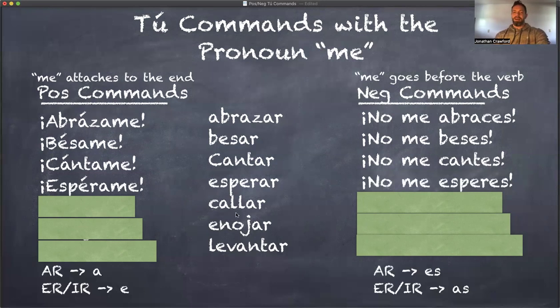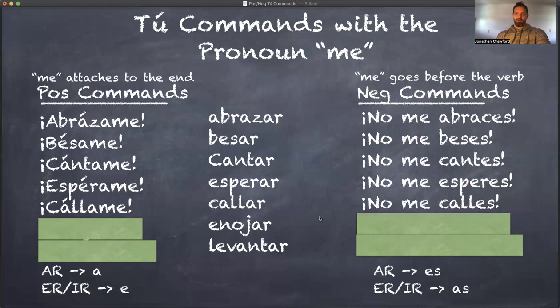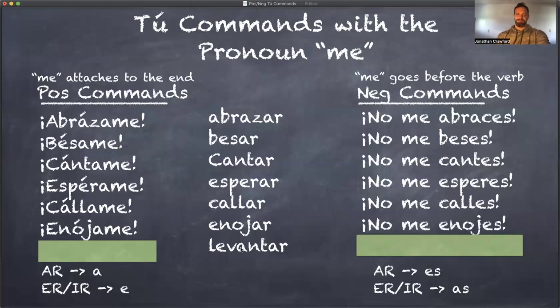Callar, to quiet, say quiet me, cállame, instead of cállate, which means quiet yourself. Or in other words, like you tell somebody to shut up, you say cállate. But if you want them to quiet you, you would say cállame. Maybe you want them to try, I don't know. But you might say, no me calles, don't quiet me. And then enojar means to get mad. And so you say, enójame, get me mad. Or you might say, no me enojes, don't get me mad.